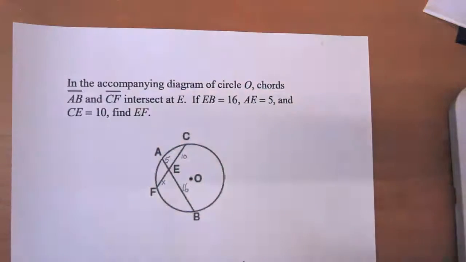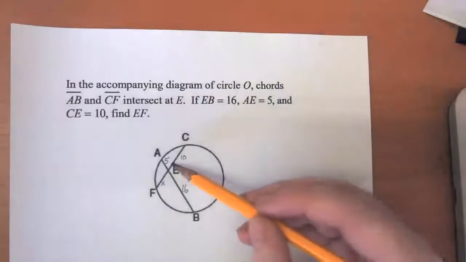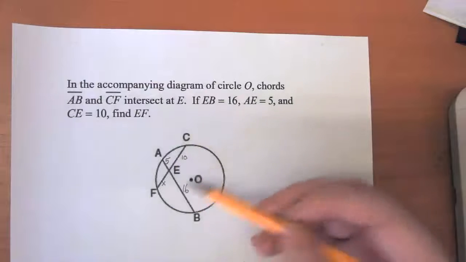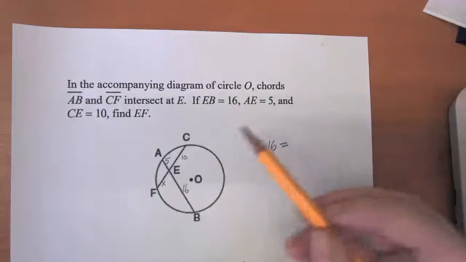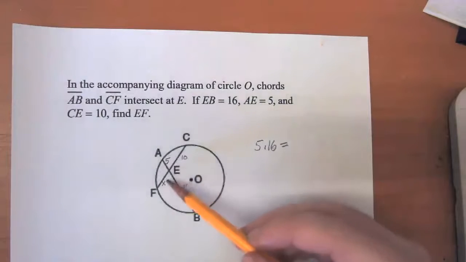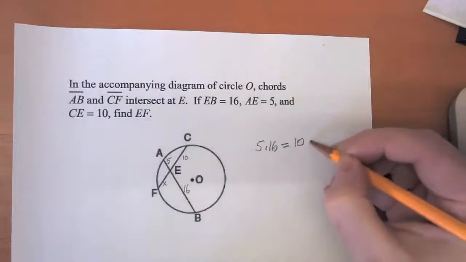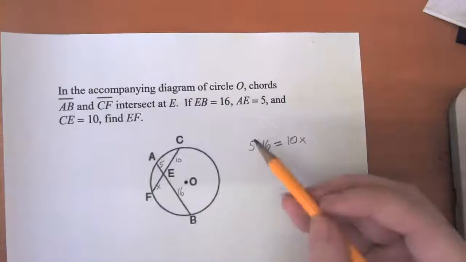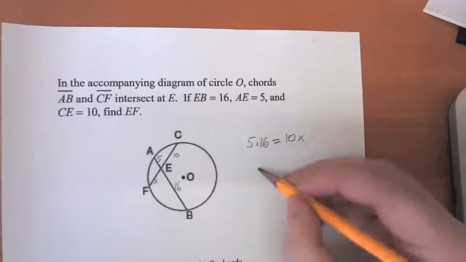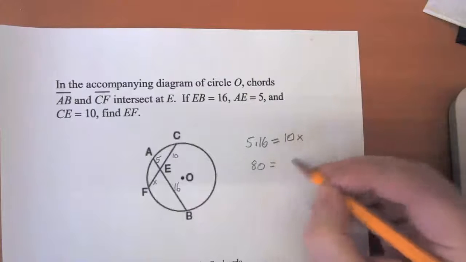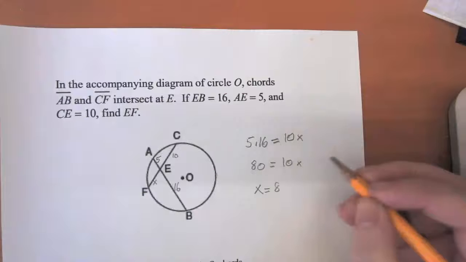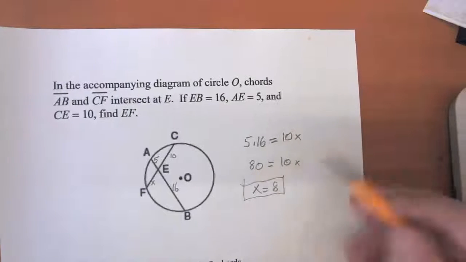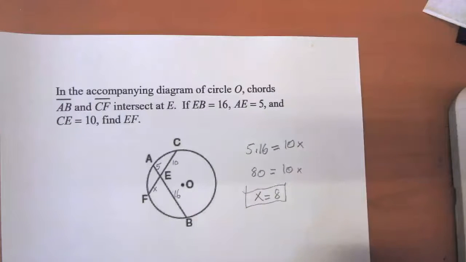All right, so the one I don't know, I'm going to call x. And all we need to do to turn this into a formula is that the two parts of one of the chords multiplied together, 5 times 16, is equal to the product of the two parts of the other chord, which is 10x. All right, and so now it's just a matter of doing some multiplication. So 5 times 16 is 80, is equal to 10x. We divide both sides by 10, and x is equal to 8. So that's all we need to do in order to solve the problem.